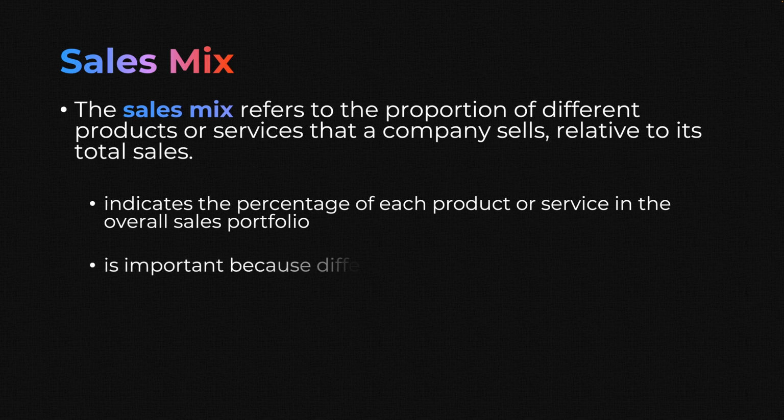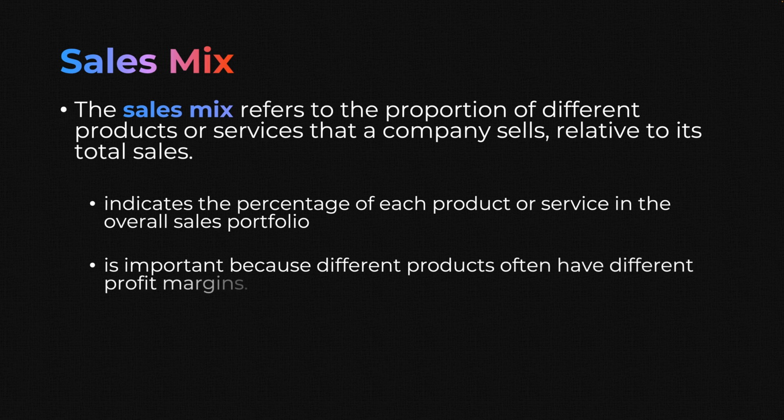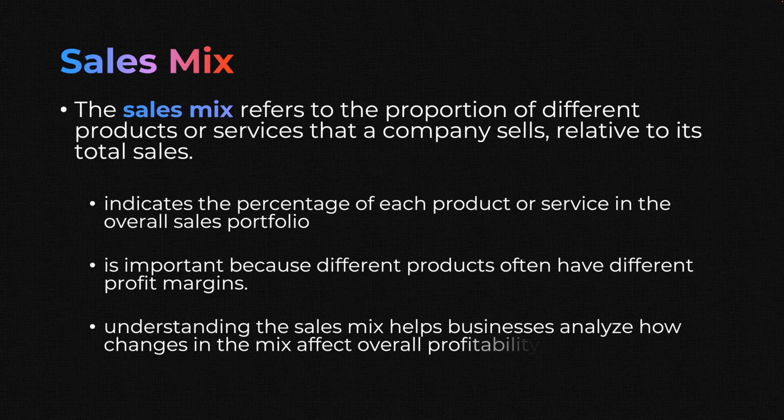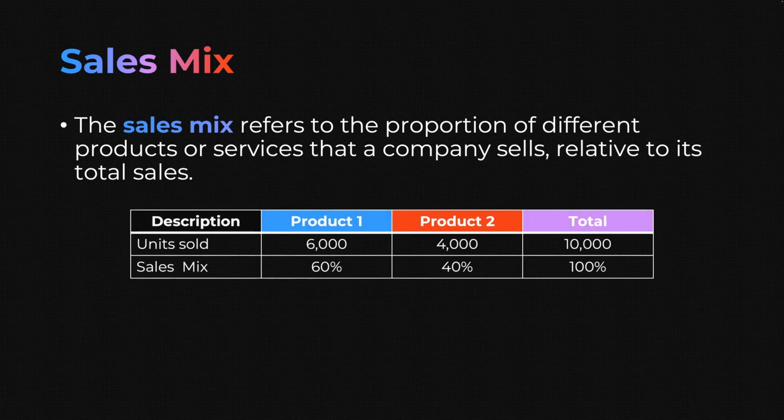It is important because different products often have different profit margins, or you could think of it as different selling prices per unit, different variable costs per unit, and thus they will have different contribution margins per unit. Understanding the sales mix helps businesses analyze how changes in the mix affect overall profitability of the company. And finally, sales mix is also known as product mix. Let's take a look at an example.